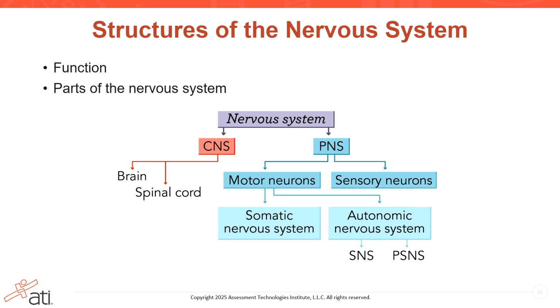Very simply, I want to talk about the structures of the nervous system. We have the central nervous system, the CNS, and we have the peripheral nervous system, which is the PNS. Central nervous system is easy. It's our brain and our spinal cord. Peripheral is everything on the periphery from that, so everything going outwards. That's our hands, our feet, our arms, legs, etc.